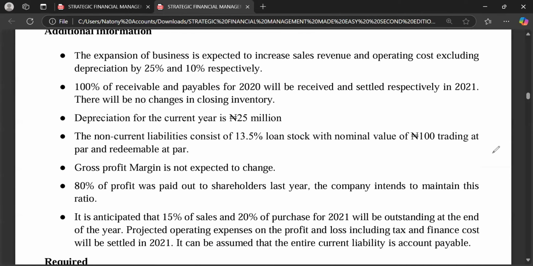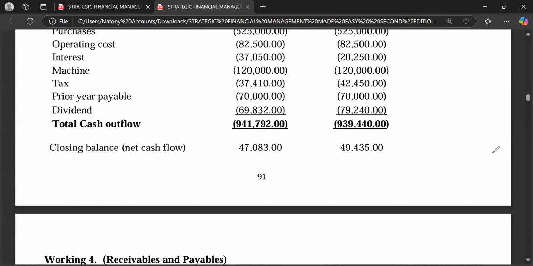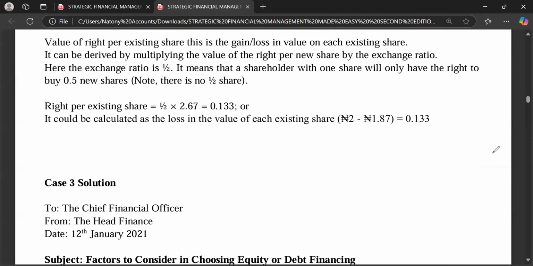So finally, I will want to discuss Islamic financing products.